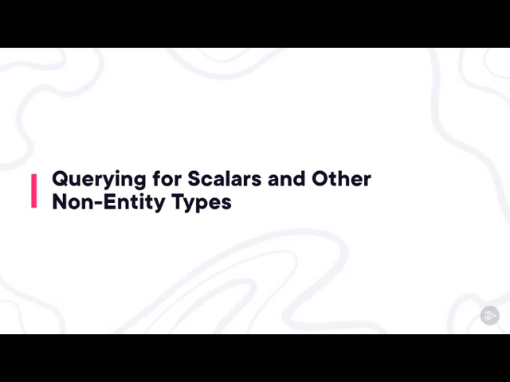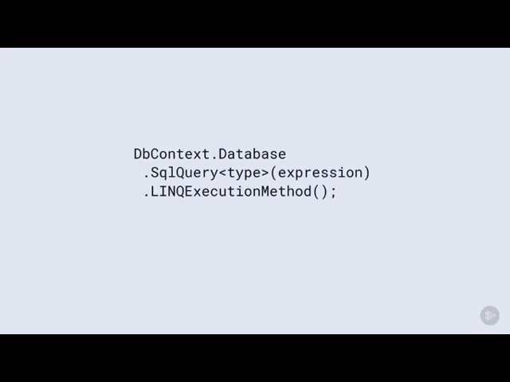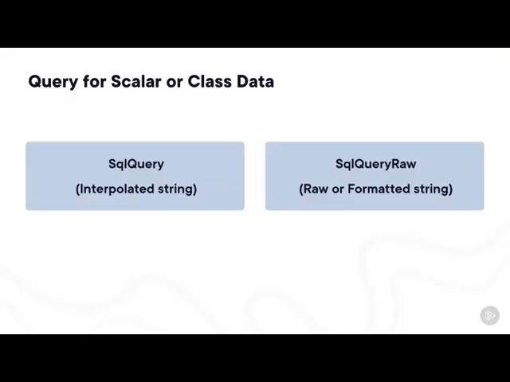I've been looking forward to showing you the new SQL query feature that lets you query for types that aren't represented by mapped entities. SqlQuery is a method of the Database property of DbContext. It's generic because you need to let it know what type is being returned. The parameter takes a SQL expression, and that creates a query, so you still have to trigger execution with a method like ToList.